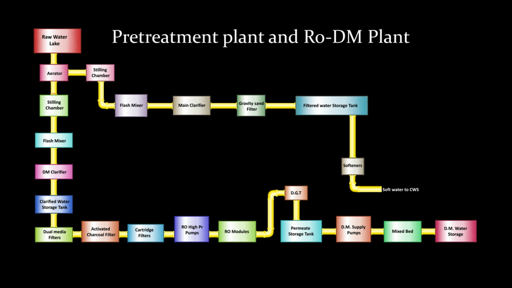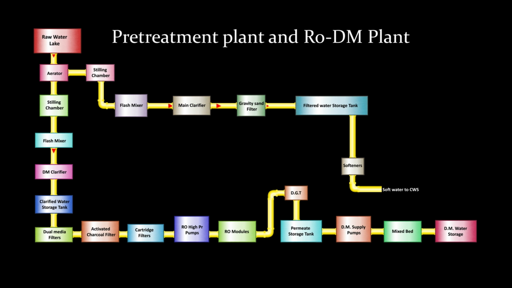Pre-treatment plant and RO-DM plant. In Thermal Power Station 2 expansion, stormwater from mines is treated in pre-treatment plant to produce clarified water and is made to pass through the main clarifier water.